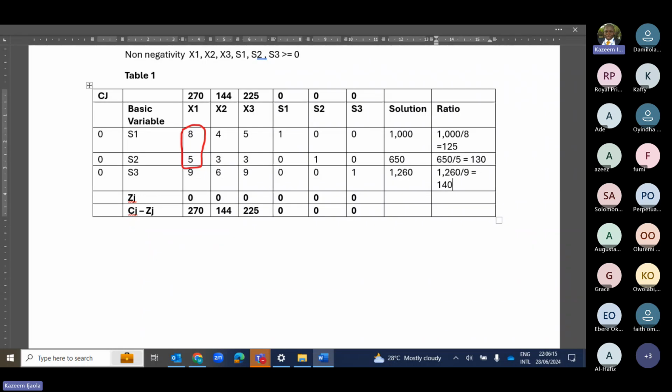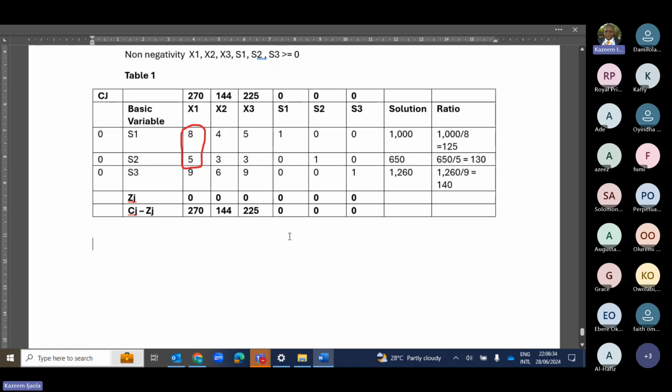So now, the next step is to eliminate something here. We know that we are bringing in X1 in our next table, but we need to eliminate something. So which one are we eliminating out of these three? S1, S2, or S3? S1.